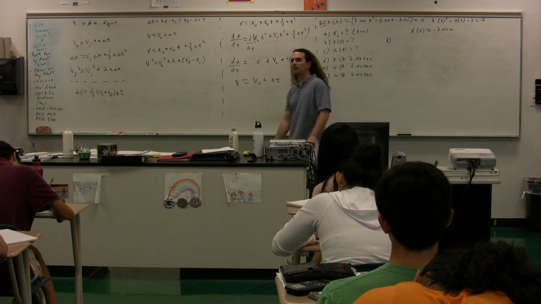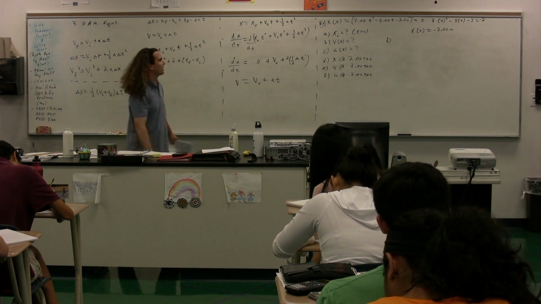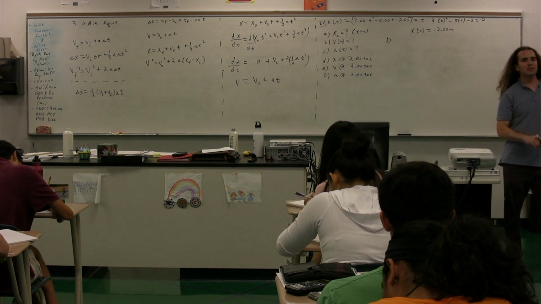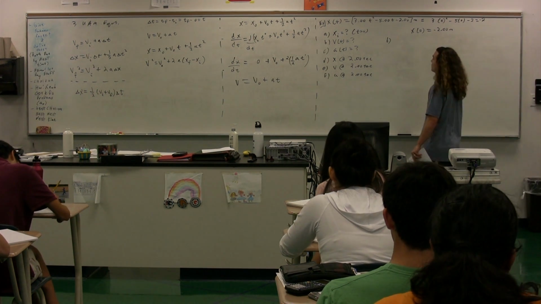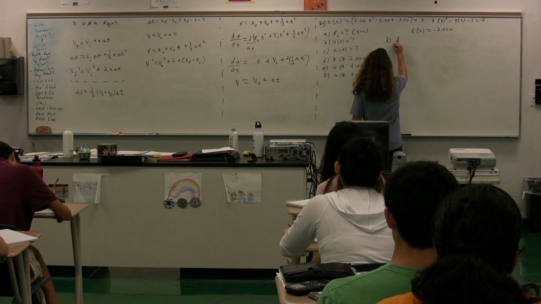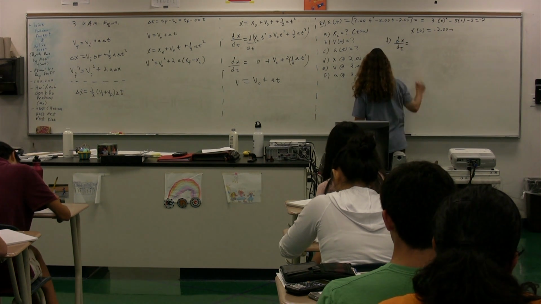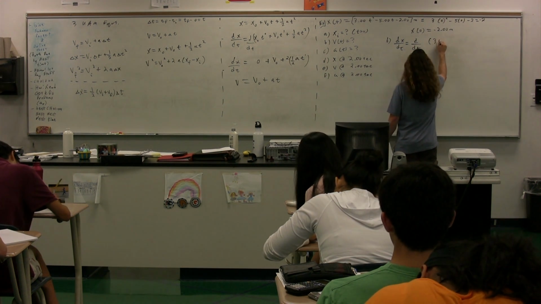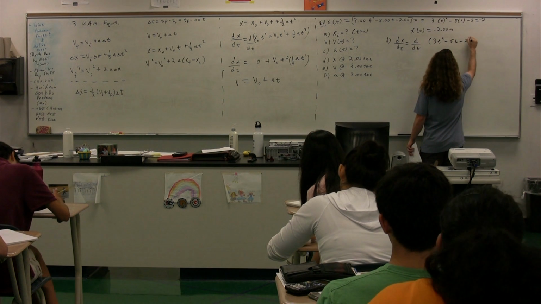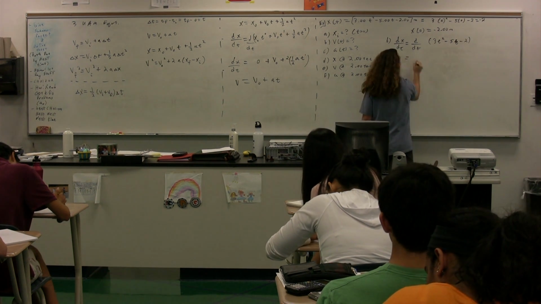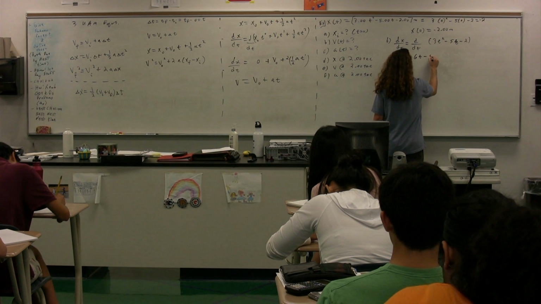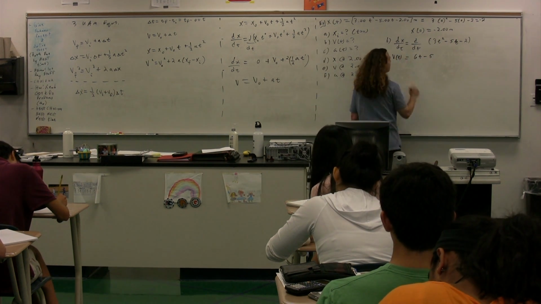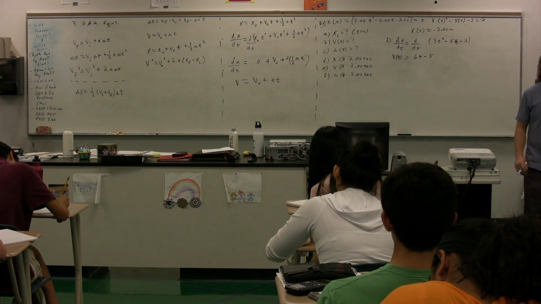Part B, the velocity as a function of time. Landon, how are we going to figure that out? It's 6.00 t. No, my question was, how are we going to figure that out? Take the derivative of the position function. So we take the derivative of 3t squared minus 5t minus 2, which equals 6t minus 5. That's your answer? Yes. Okay.